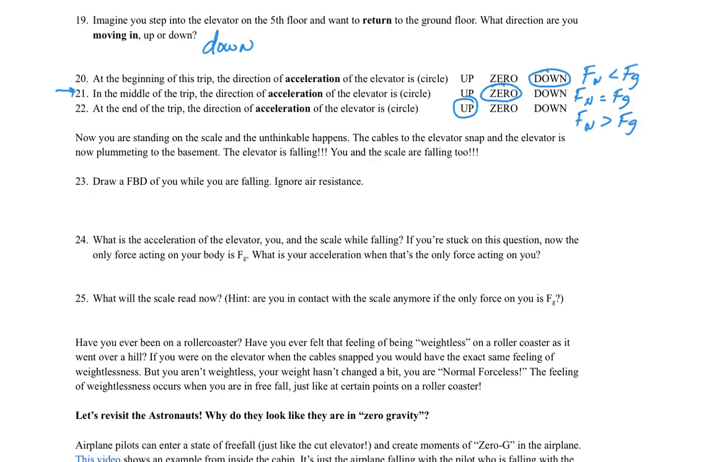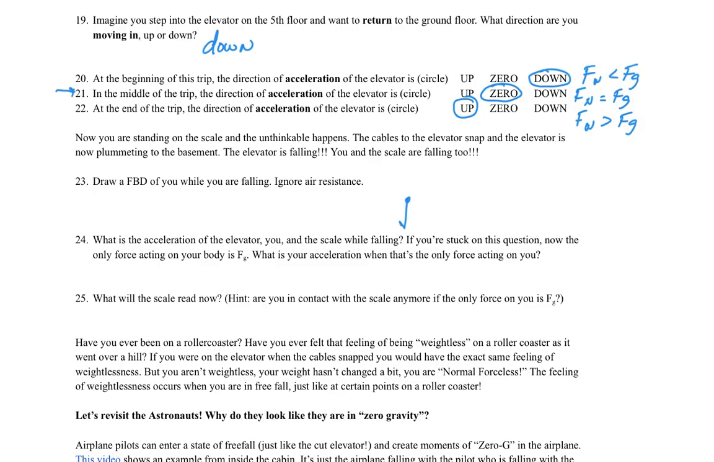Now let's think of another little thought experiment. You're standing on the elevator, and the unthinkable happens. The elevator cables snap. You are plummeting to the basement. The elevator is falling, you're falling, the scale is falling, everything is falling. What does this free body diagram look like? Go ahead and draw that now. Pause and draw that now.